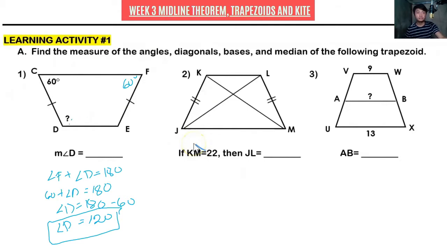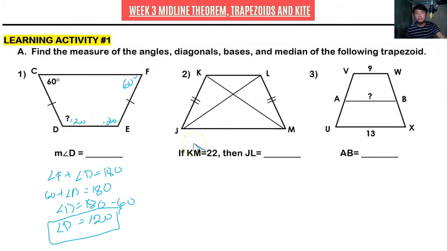Kung ito ay 120, syempre, parehas na lang to kasi supplementary din yan. Okay, naintindihan yung sa number 1. Pero ang hinahanap lang naman dito is the measure of angle D. So, let's proceed to number 2. Number 2, anong trapezoid ba yan? Isosceles pa rin ba yan? Yes, that is an isosceles trapezoid. Bakit? May marking, so legs are congruent. Pero ang hinahanap lang naman sa problem is Km.